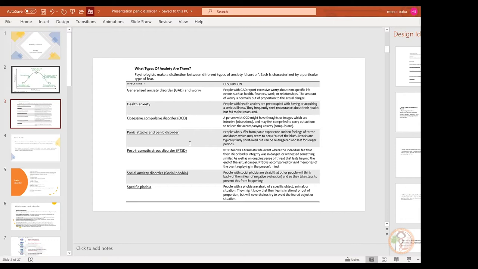And social anxiety, social phobia. This is people with social phobia. They are afraid that other people will think badly of them, fear negative evaluation. So they take steps to prevent this from happening. Say, for example, not speaking in public. Maybe it could be the students.